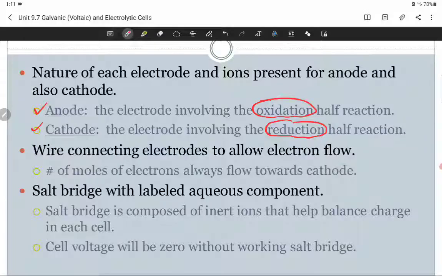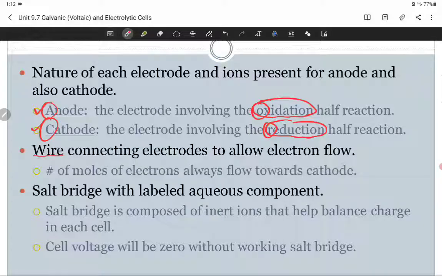When I say item, the half reaction involved with oxidation, or the half reaction that involves reduction. The way I keep these straight is an A and an O, both vowels. The C and the R, both consonants, but whatever way you want to keep that straight is up to you. But it will be important to remember what is the anode and what's the cathode.